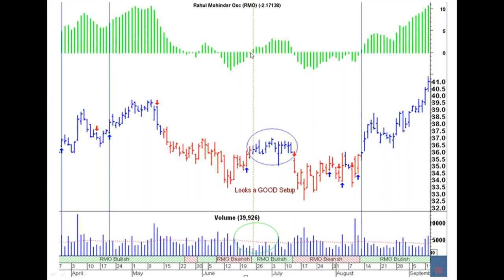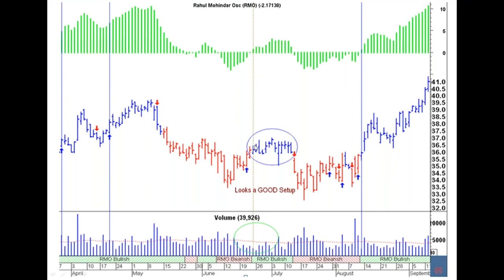Now, let's make things even sweeter. When you get a breakout, let's look at this example here. You've got a blue bar, and look at the circled area. The blue bar comes in, the buy arrow comes in, the RMO swings from bearish to bullish. So you pretty much say, I want to buy above the high, and it does go above the high, but it doesn't really follow through.